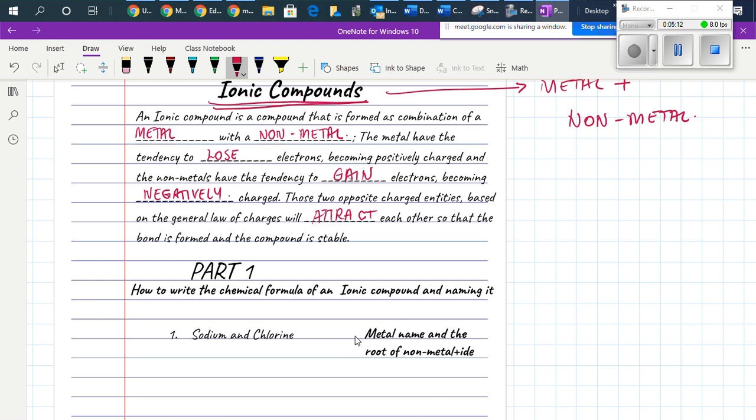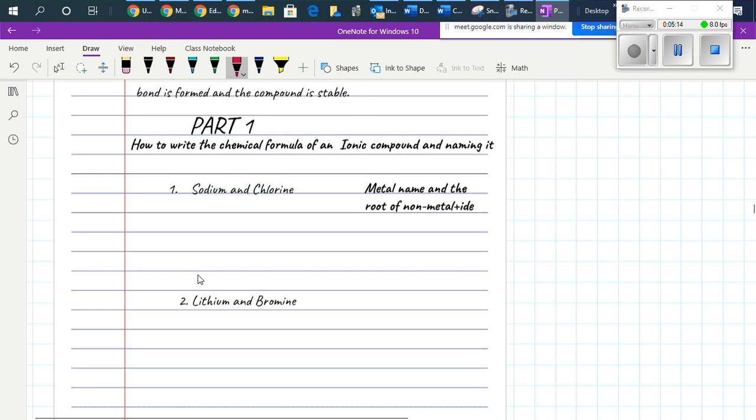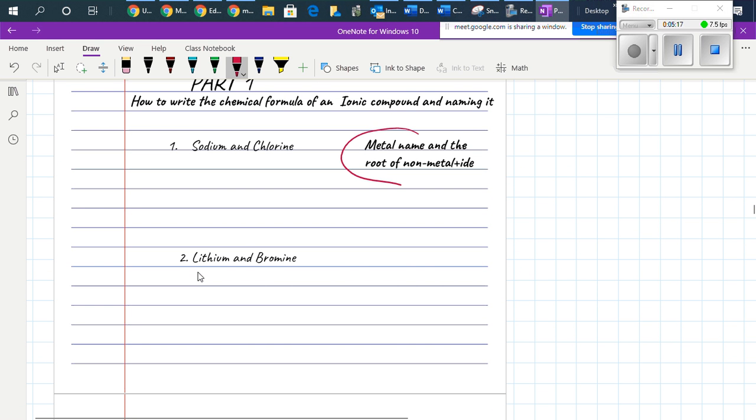Let's see now, how are we naming those ionic compounds? We are naming them with the name of the metal, the one that is below the staircase, and the root of the non-metal plus IDE. So in this case, the name will be sodium chloride. The chemical formula for this will be NaCl.